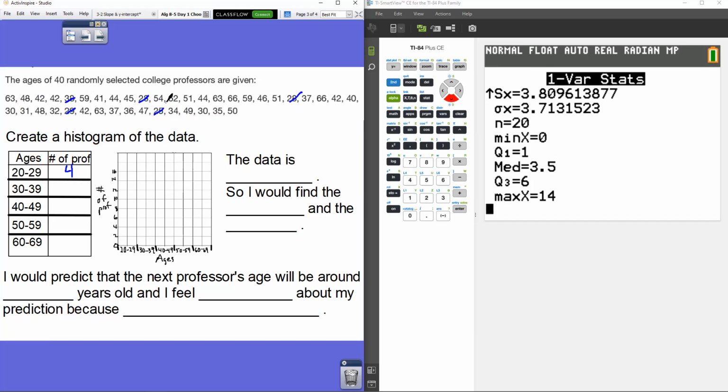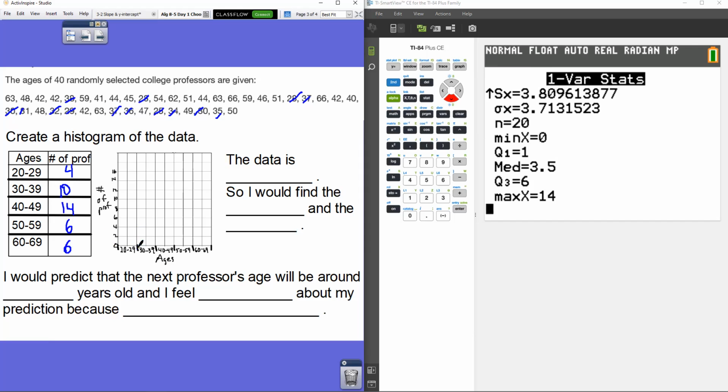I have 1, 2, 3, 4, 5, 6, 7, 8, 9, 10. I have 10 of those. I have 14 of them in between 40 and 49. I have 6 of them in between 50 and 59. And I have 6 in between 60 and 69.